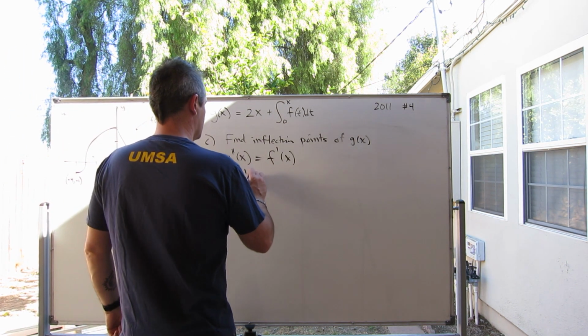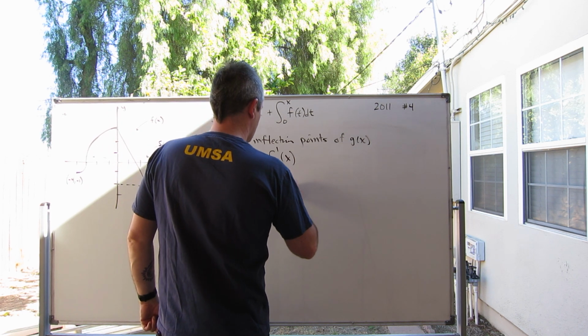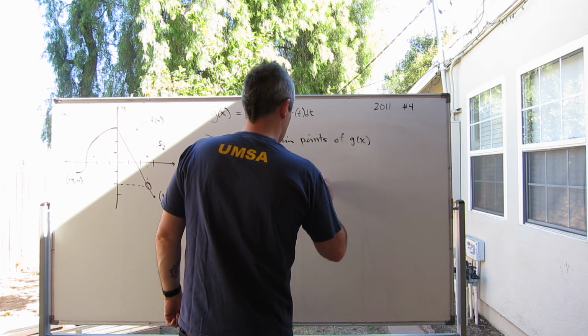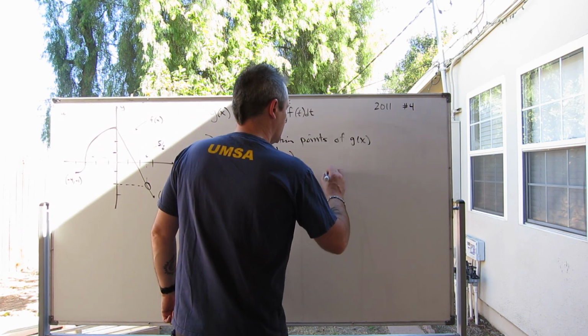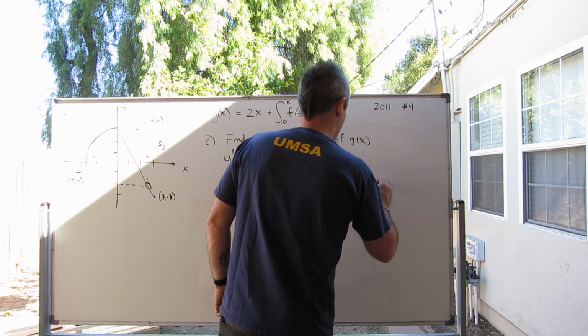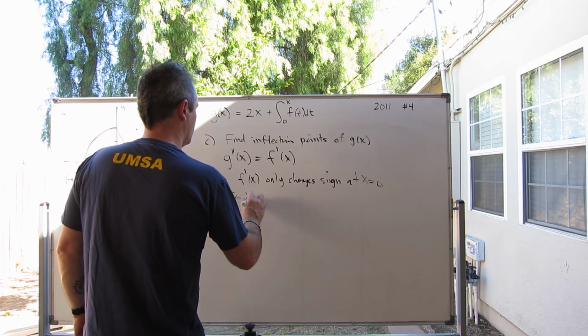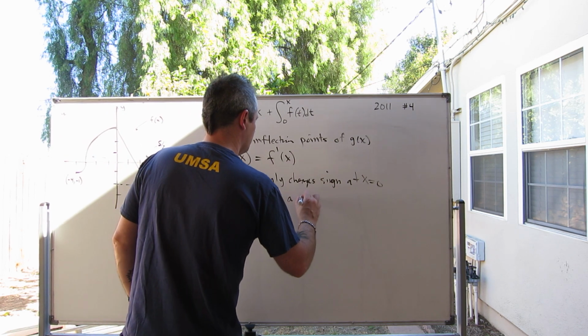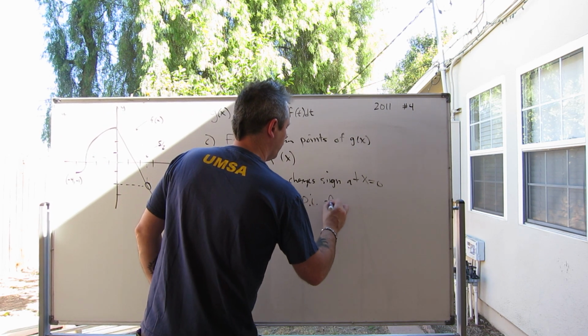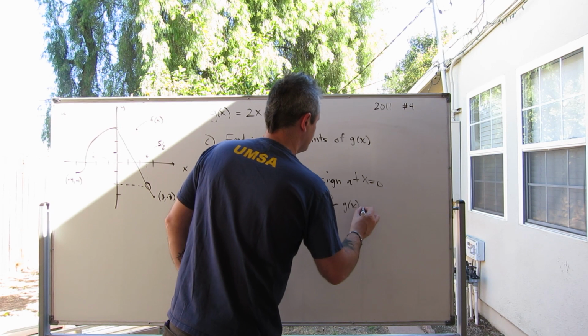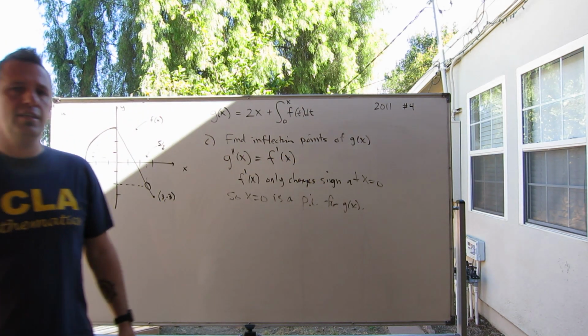So f prime of x only changes sign at x equals 0. So x equals 0 is a point of inflection for g of x. And that's the answer to part C.